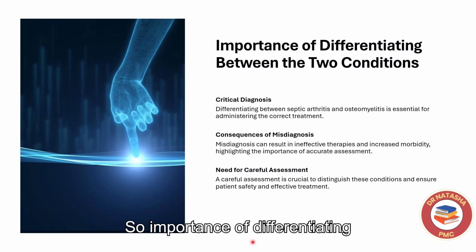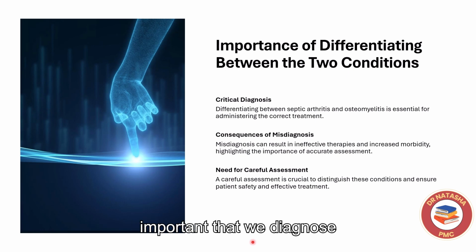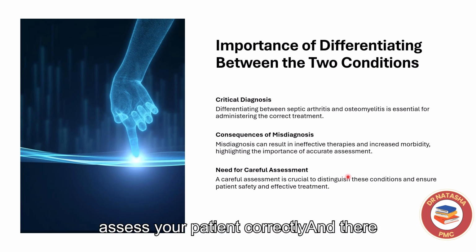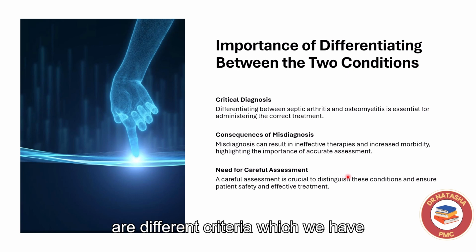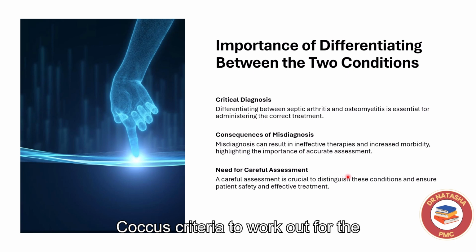So, the importance of differentiating between the two conditions: they both are critical diagnoses. It is important that we diagnose them correctly, as misdiagnosis can lead to ineffective therapies and complications. So it is very important that you assess your patient correctly. There are different criteria which we discussed in our previous lecture, the Kocher's criteria, to work out septic arthritis as well.